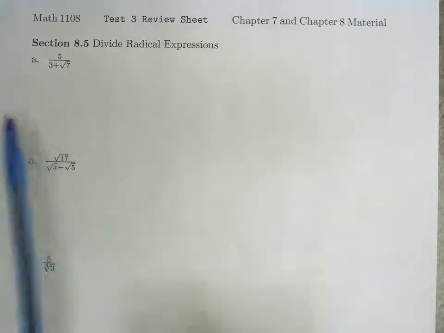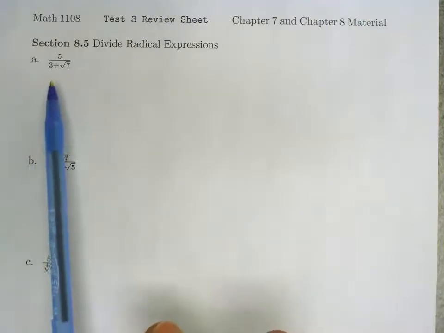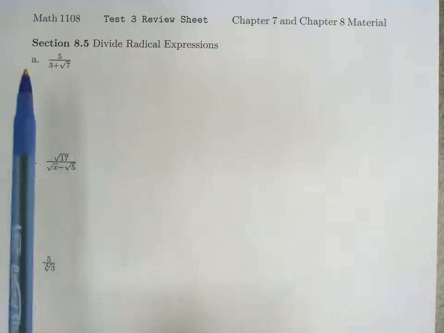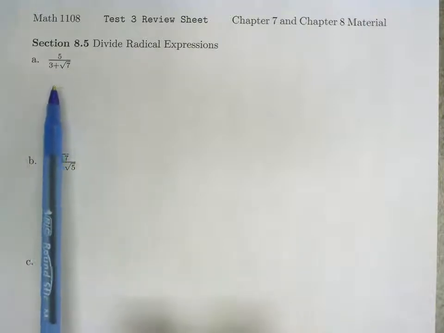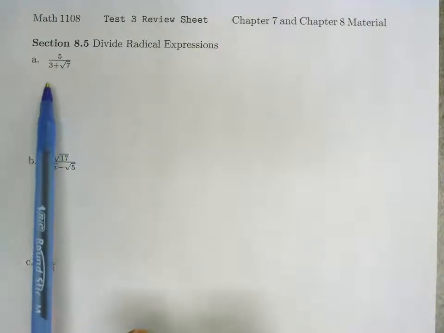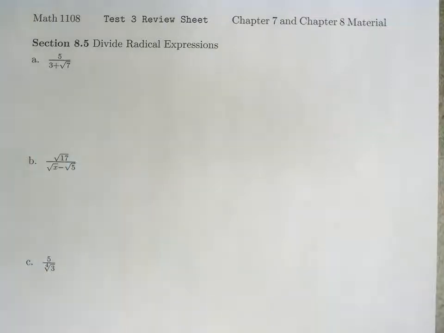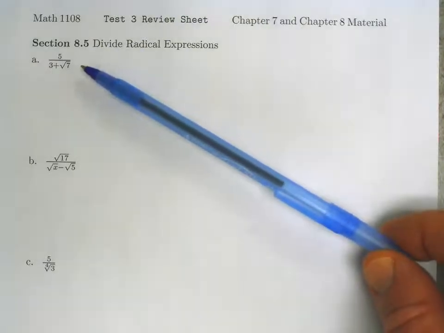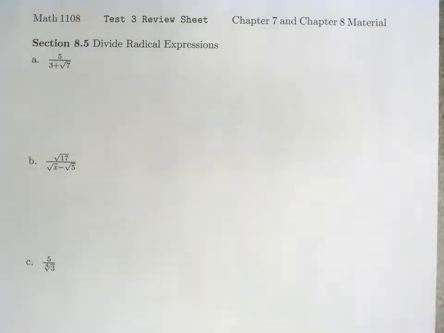Well, the convention is to not have radicals in a denominator, like a square root in the denominator. So we want to find a number that is equal in value to 5 divided by 3 plus the square root of 7. Equal in value, but without a square root in the denominator. Okay, the way that we do that is we multiply by 1 in a particular form that enables us to get rid of the radicals in the denominator.